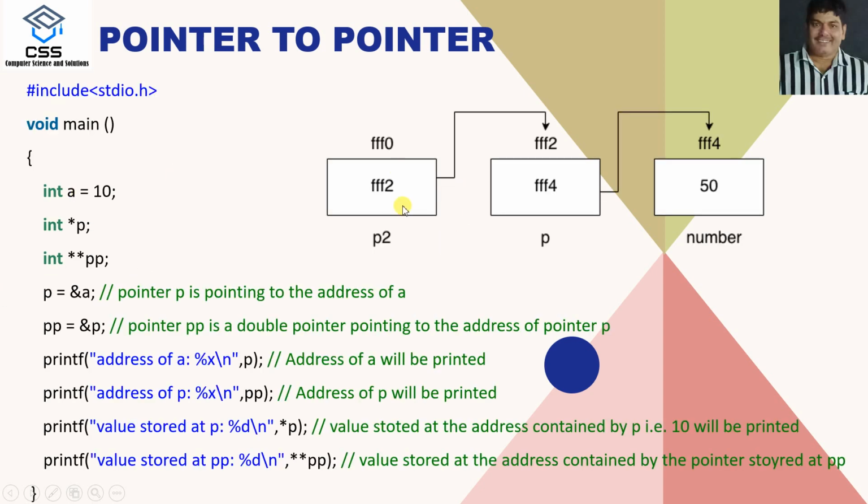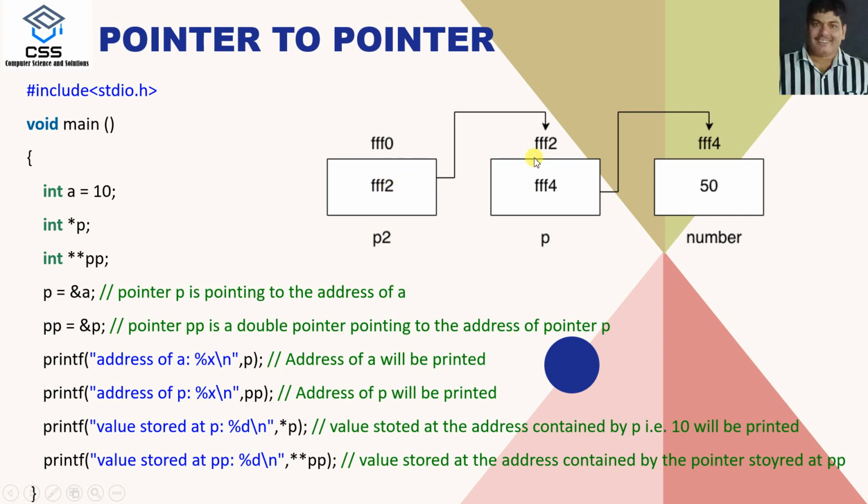What does the graph represent? In p, the number's address is stored. Now just see, the number's address ff4 is stored in p as an address, and p's address ff2 is stored in p2. If you access number, it is 50. If you access only p, it is ff4. If it is *p, that is 50, because whose address is stored, that value will display. If you access p2, that is ff2. If you access *p2, which means whose address p2 holds, that is p.